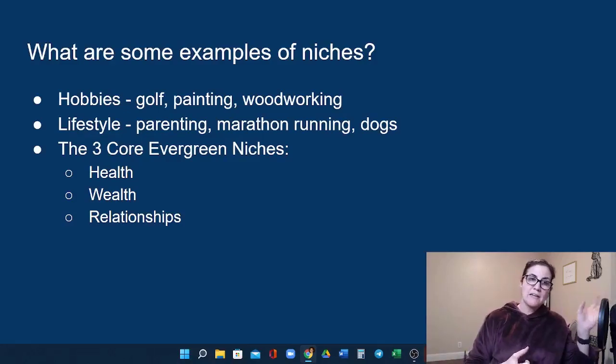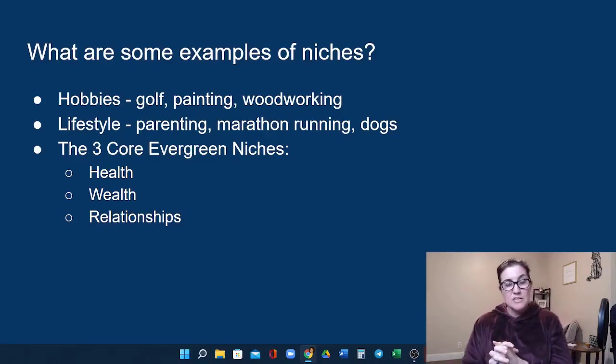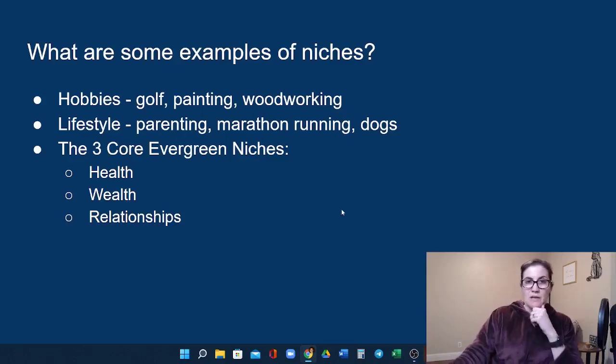You can also think of some niches outside of that, which are hobbies or lifestyle related niches. So it could be something like golf or painting, woodworking. Lifestyle could be something, parenting kind of falls into relationships, but like marathons, which also falls into health, dogs or cats, if you will. But those are just some examples for you.